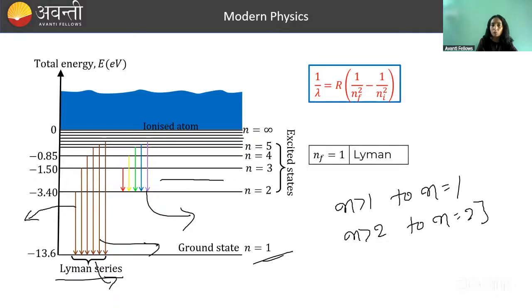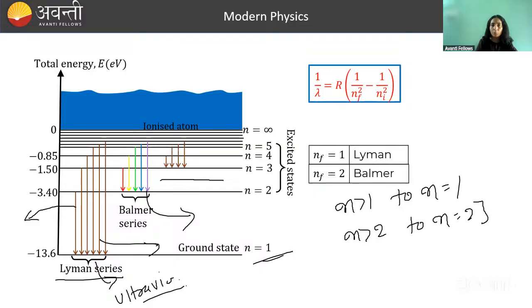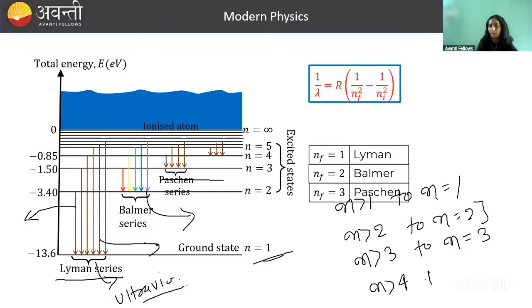Lyman series lies in what? This lies in ultraviolet region. ठीक है? Done it? Now let's see here. This is Balmer series, nf equal to 2 के लिए. And then from n equal to any other state to n equal to 3, you will get another series, called Paschen series. So n greater than 3 say, it will jump back to n equal to 3, then we will get Paschen series, and so on. Then we will get Brackett series. Brackett series means n greater than 4 से jump करेगा to n equal to 4, then we get Brackett series.